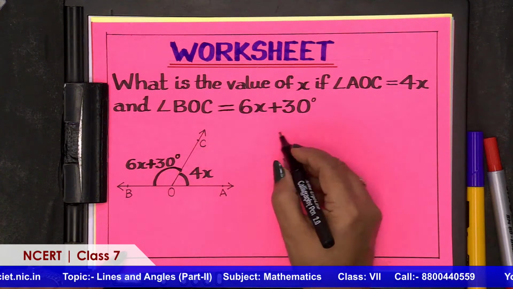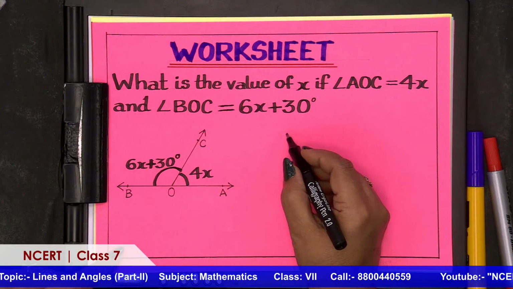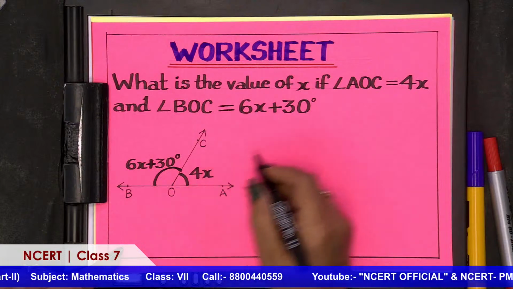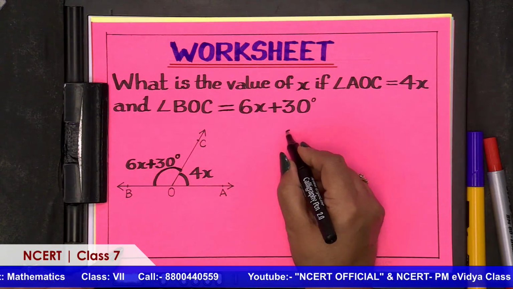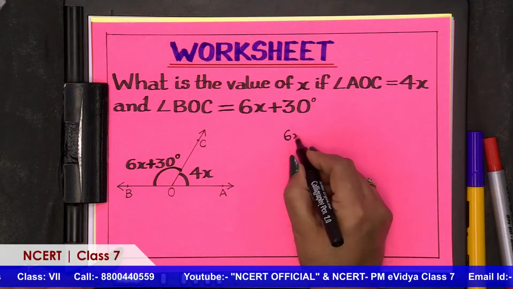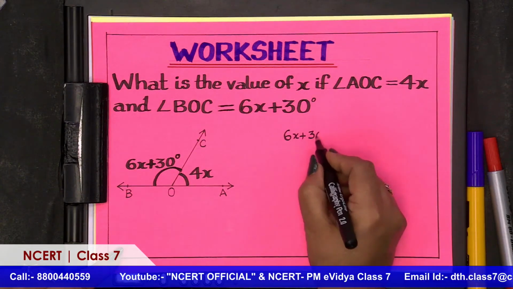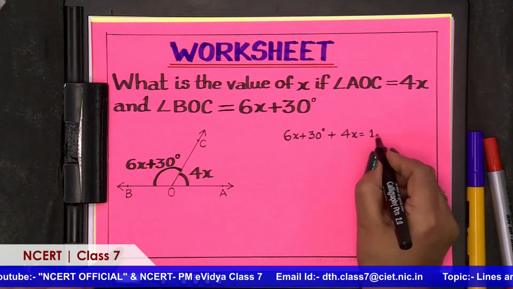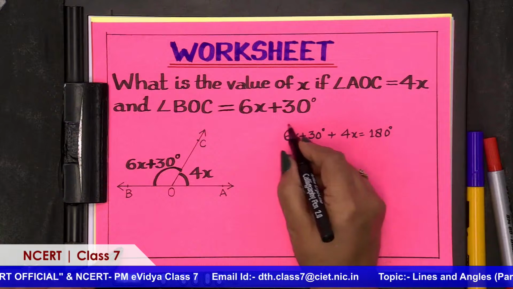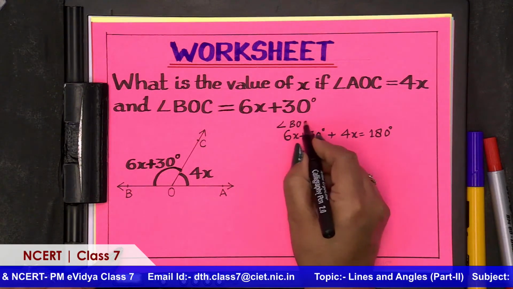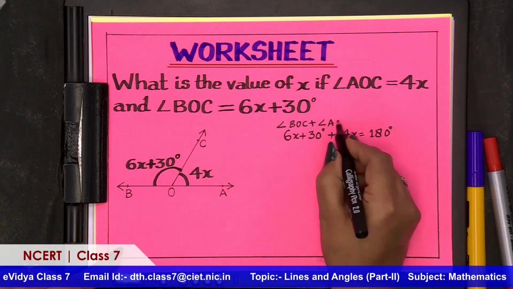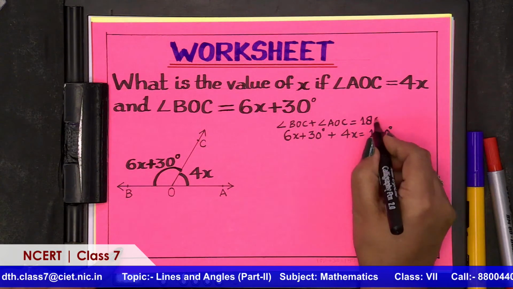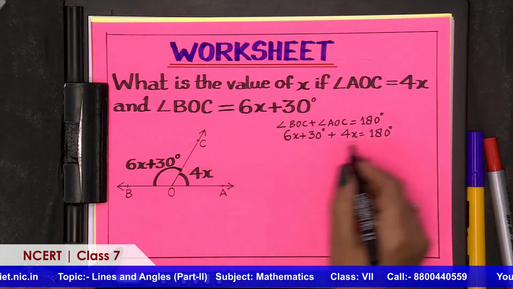According to the property of linear pair, adjacent angles are said to form a linear pair when they add up to 180 degrees. So, let me take 6x plus 30 degrees plus 4x is equal to 180 degrees. Angle BOC and angle AOC both have a common arm, so these two adjacent angles form a linear pair.